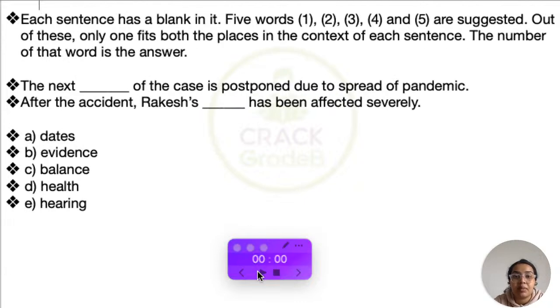These are double fillers. The same word should be suitable in both the blanks.